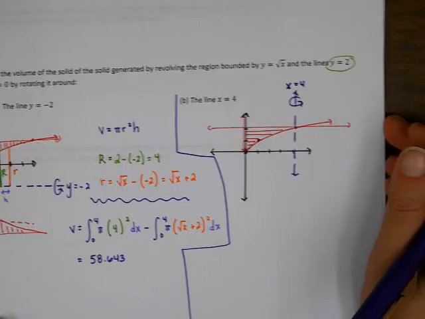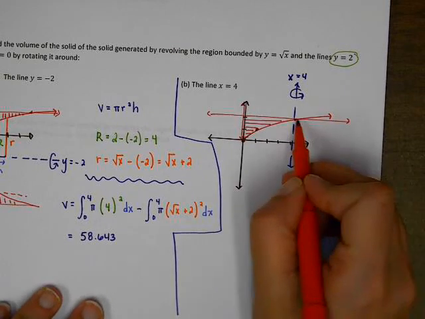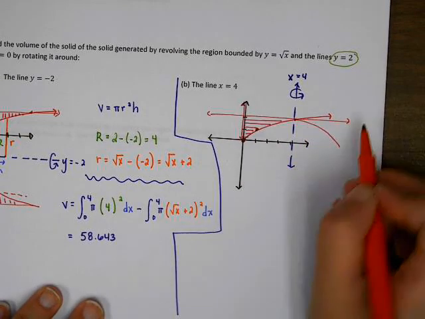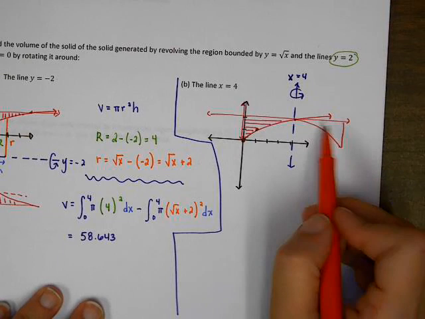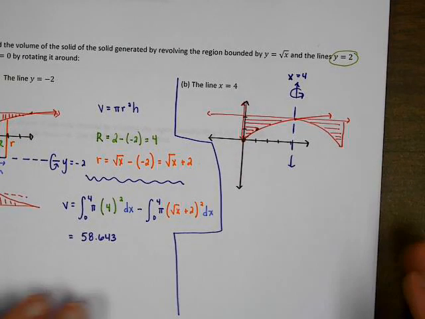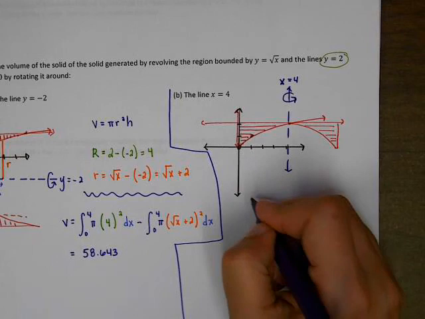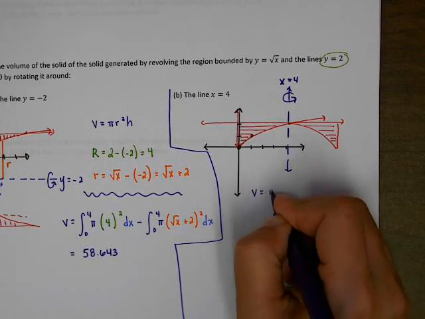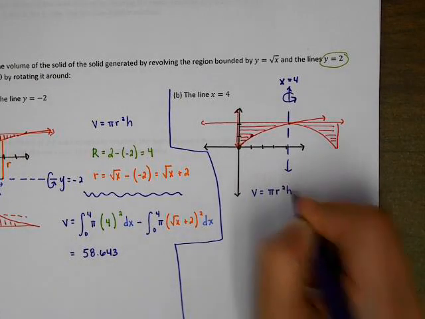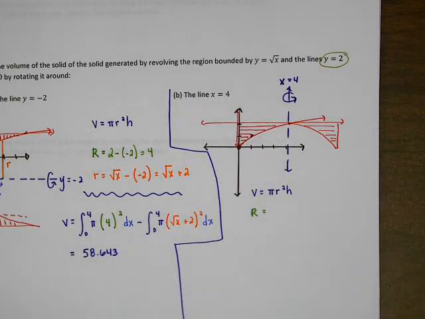Now when I do that, my revolved region is going to be over here. You'll notice that the inner edges don't touch. There's a missing piece in the middle. There's a gap. So we're going to need to do this in two pieces. My volume formula will still be pi r squared h, but I'm going to need a big R and I'm going to need a little r.